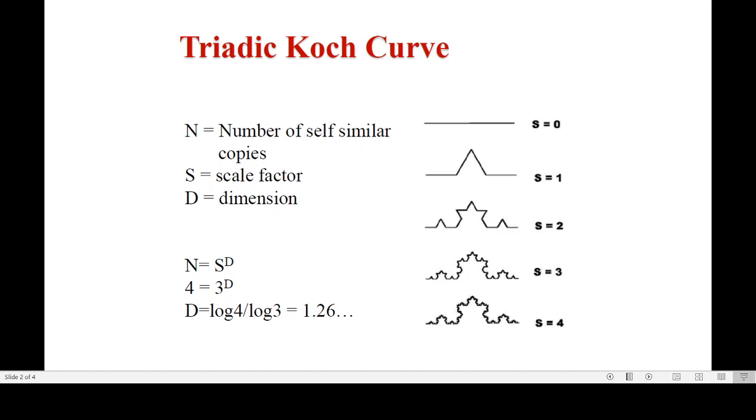Here we can find the fractal dimension of this triadic Koch curve. There is a formula to find the fractal dimension. We are scaling down this line segment by 3, so S is 3 here, whereas 4 line segments will be generated from 3, so N is 4, and D is the fractal dimension. So D can be calculated as log 4 by log 3, which is 1.26. This value is greater than the topological dimension, so that is the way we can prove that this is a fractal.